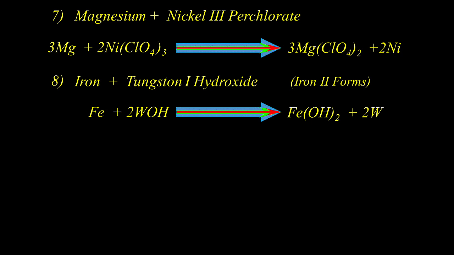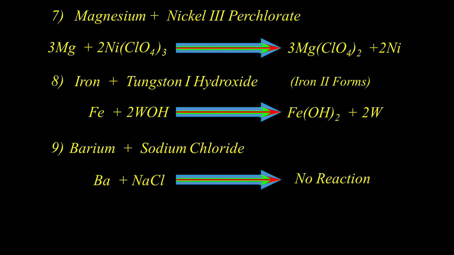So then you'll get Fe plus 2 tungsten 1 hydroxide yields 1 iron 2 hydroxide plus 2 tungstens. Notice that the metal that was replaced, the tungsten, becomes neutral, and the iron begins as something that is neutral. Next, barium plus sodium chloride. As you go down that column, the barium is actually less active than the sodium, so that reaction will not run. That reaction will not run.